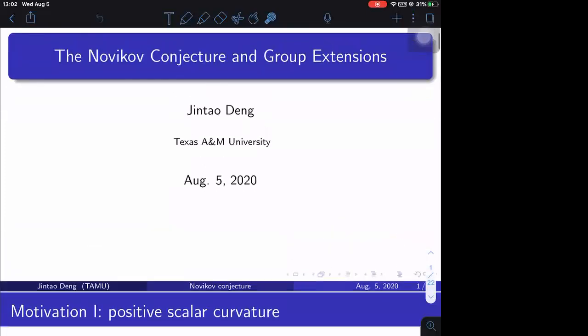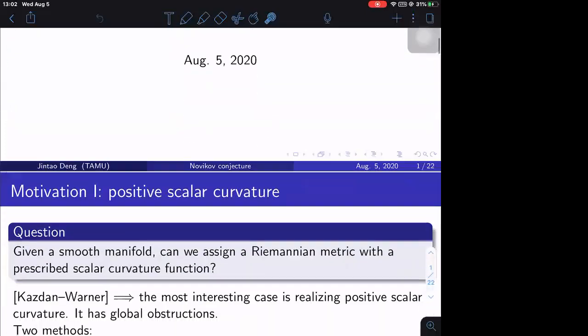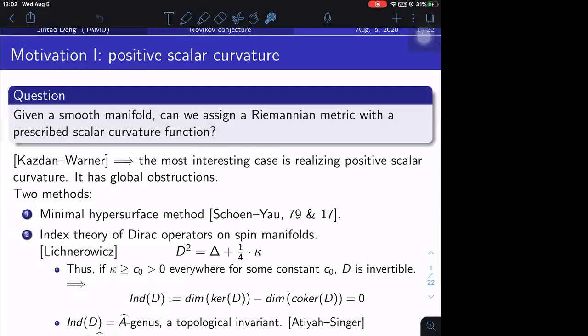Okay, before I talk about the Novikov conjecture, I would like to go through some motivations. Firstly, it's about the positive scalar curvature. If you have a Riemannian metric, you can define the scalar curvature function, so it's a very natural question to ask: if you have a prescribed scalar curvature, can we find a Riemannian metric with a given scalar curvature function?